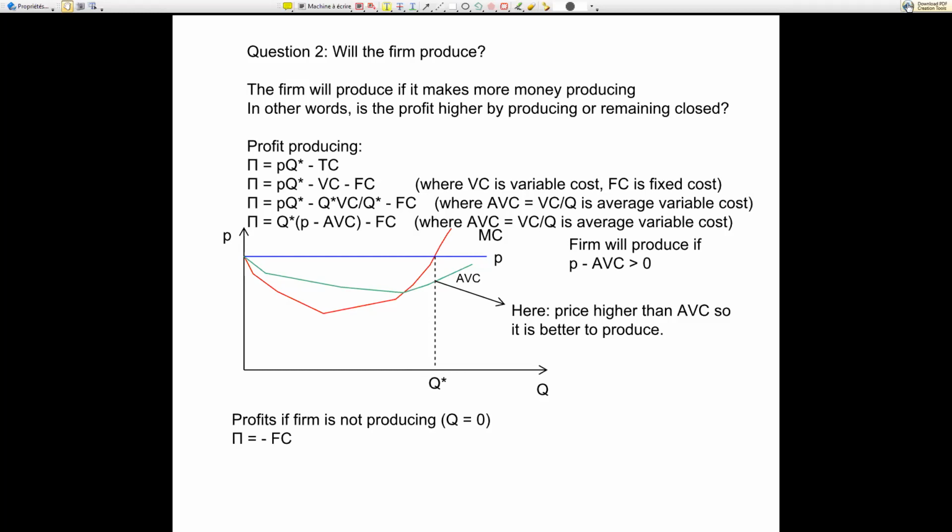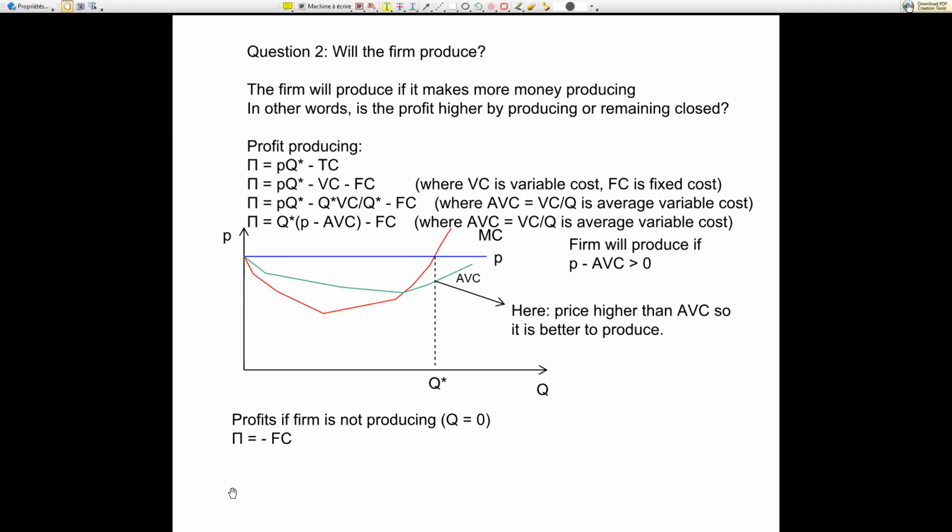Yes, because the price is above the average variable cost. Yes, exactly. So this is the total revenue I make from selling my units today, and I see that it is positive. It means that whatever fixed cost I had to pay, by opening and selling the Q star units, I'm going to make up for it. Now, is it enough? Is it not enough? That is the final question we're going to ask ourselves today.